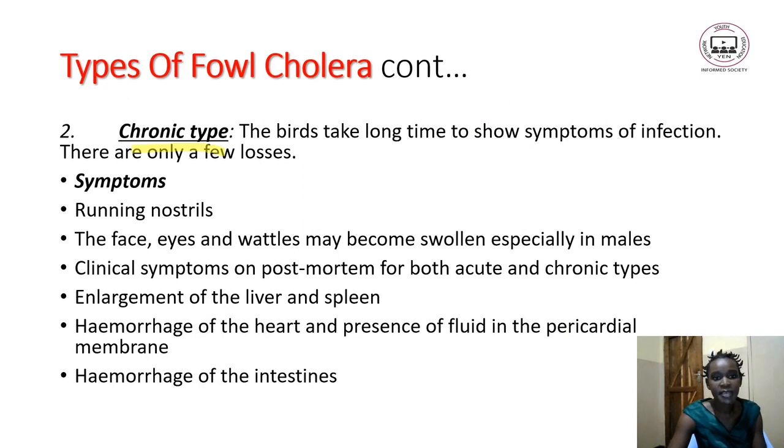In the chronic type of fowl cholera, the birds take a long time to show symptoms of infection. You may feel like your birds are healthy just because the signs will take time before they show. So there are only a few losses. But some of the symptoms of the chronic type of fowl cholera are running nostrils, and the face, eyes, as well as wattles may become swollen, especially in males.